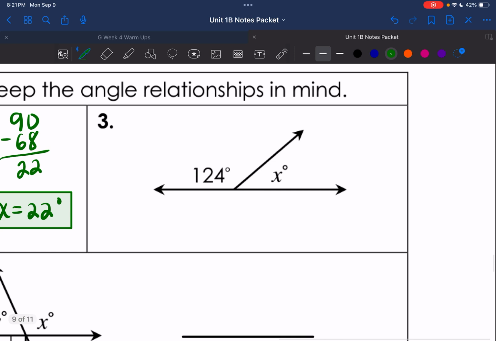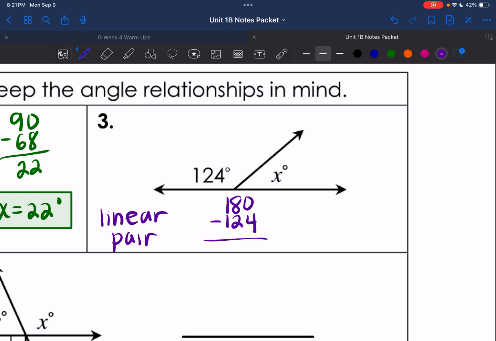Okay, number 3. See how this makes a straight line? So this would be a linear pair. And I know that linear pairs always have a sum of 180. So I'm going to start with 180 and subtract the 124. And whatever we have left has to be x. So this is 56 if I'm doing my math right. So x is equal to 56 degrees.